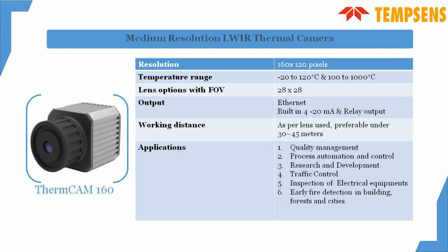Now medium resolution long wave infrared thermal camera, Thermcam 160, resolution 160 into 120 pixel, temperature range -20 to 1000 degrees Celsius. Lens option 28 into 28 degree, both horizontal and vertical. Output Ethernet, built-in 4 to 20 milliampere and relay output. Working distance 30 to 45 meter.